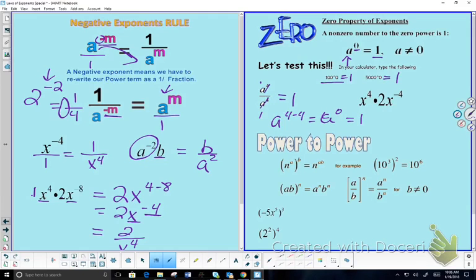This next one, keep in mind, it's like there's a 1 here. So 1 times 2 is 2. And then I got x. Multiplying like bases, I add or combine the exponents. In this case, it's 4 minus 4. So I get 2x to the 0. Well, x to the 0 is 1, so I got 2 times 1, which equals 2. Please keep in mind that 0 only goes with what immediately precedes it. It does not go with the 2.